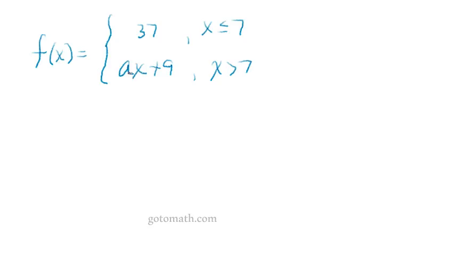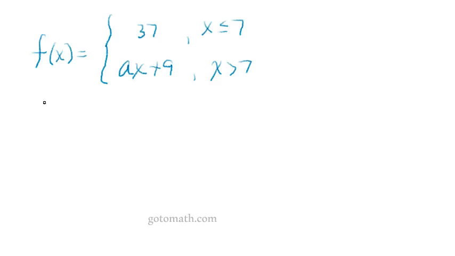Alright, we want to find an a such that it makes f of x continuous on the entire real number line. But here's the deal. We know that this function, f of x equal to 37, is just a constant. We know that's totally continuous. F of x equal to ax plus 9 is going to be continuous on the entire real number line, as long as a is a real number, of course. But the question is, what about where they're joined? And that is the question here at 7.